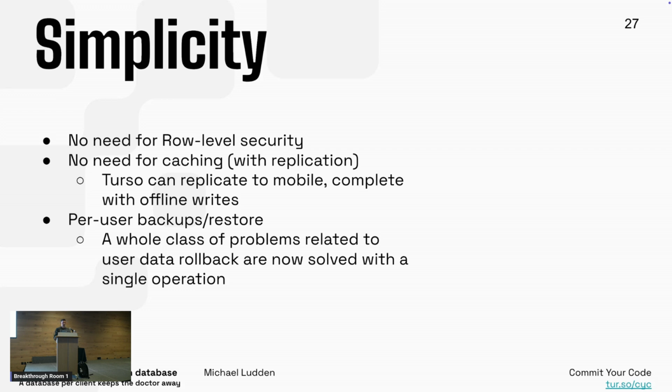So there's no need for caching with replication. You can actually replicate to a mobile device, complete with offline writes. We just introduced that from a platform perspective. So you can actually have a local replica on your phone and write to it.